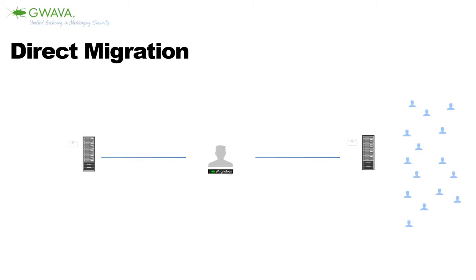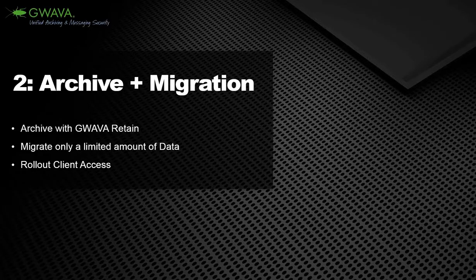The second scenario is archive plus migration. So if you have a Retain archive in place or install a new Retain archive, then we can only migrate a limited amount of data, and the last step would be a rollout of the client access. So in this scenario, most of the data is stored in the Retain archive, and that has one big benefit, because you can offload a lot of data and you can offload old mailboxes, so you don't have to license them on the new system.